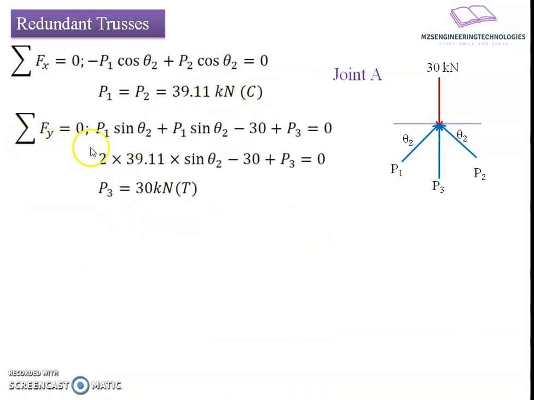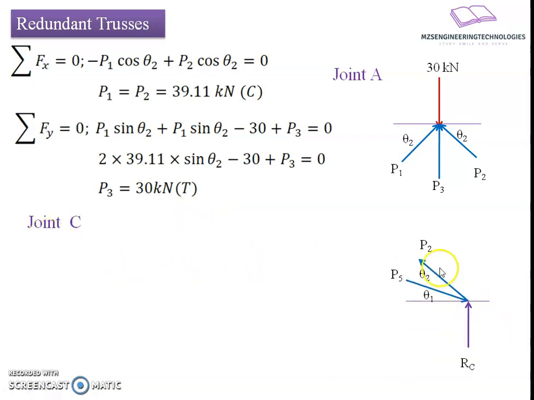And similarly, if I go with the vertical equilibrium, we will have the relation P1 sin theta 2 plus P2 sin theta 2 minus 30 plus P3. Since P1 and P2 are equal, we can write this as 2 into 39.11 into sin theta 2 minus 30 plus P3, resulting into value of P3 as 30 kilonewton tensile in nature.